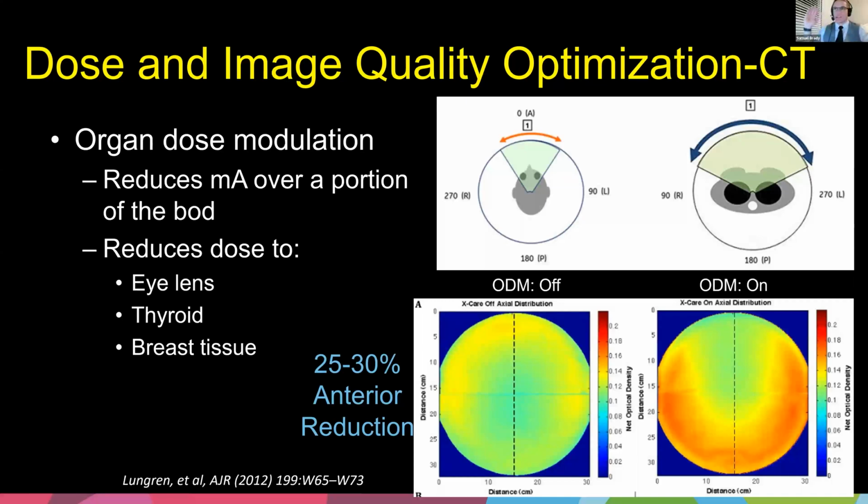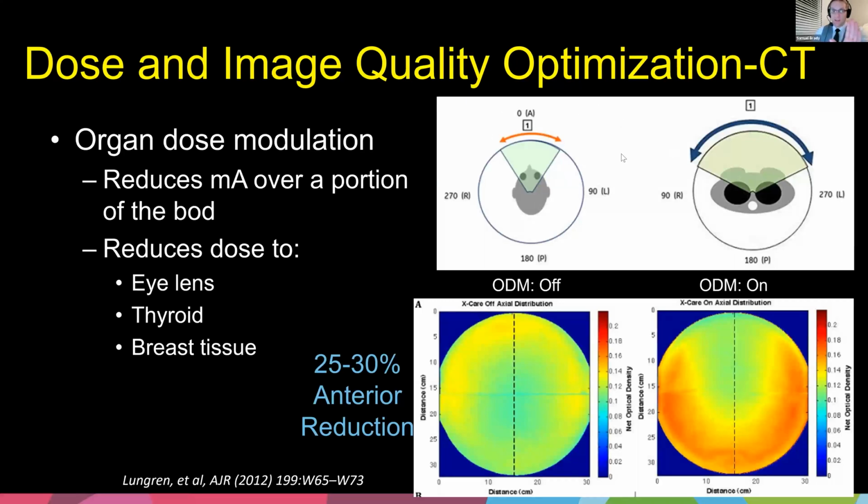And that's all it does. It just says, okay, from here it's low, low, low, low, low. And then at this point, it picks back up and goes back to normal. And it does that through the area which you indicate. You could be doing a head and a face, and so then it would just go back to normal. So organ dose modulation is right now very simple.